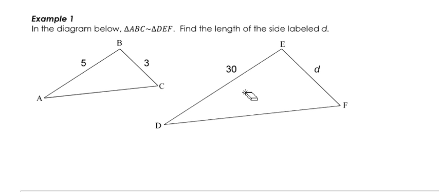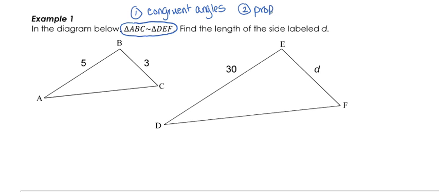All right, getting into example 1 now. Notice that in this problem we're told that those two triangles are similar to one another. And I'm going to remind you that when two triangles are similar, two important things happen. The corresponding angles end up being congruent, and the corresponding sides end up being proportional. Since in this question we're being asked to find the length of the side labeled with a D, we know that we're going to have to use this second criteria, the fact that the sides are proportional.